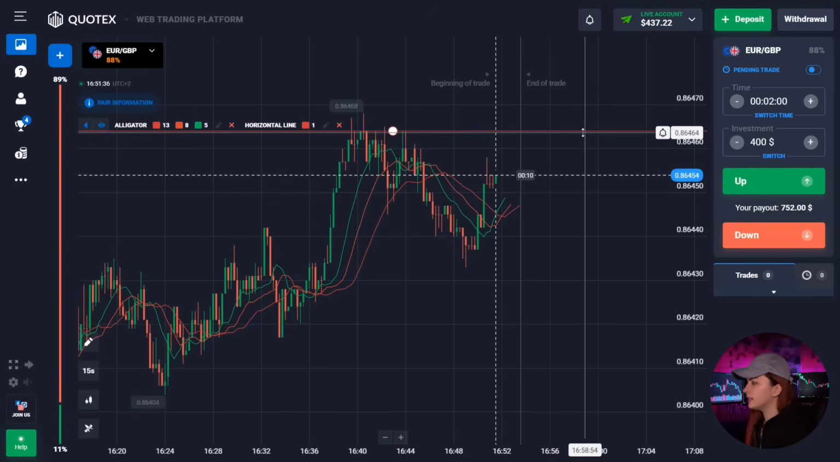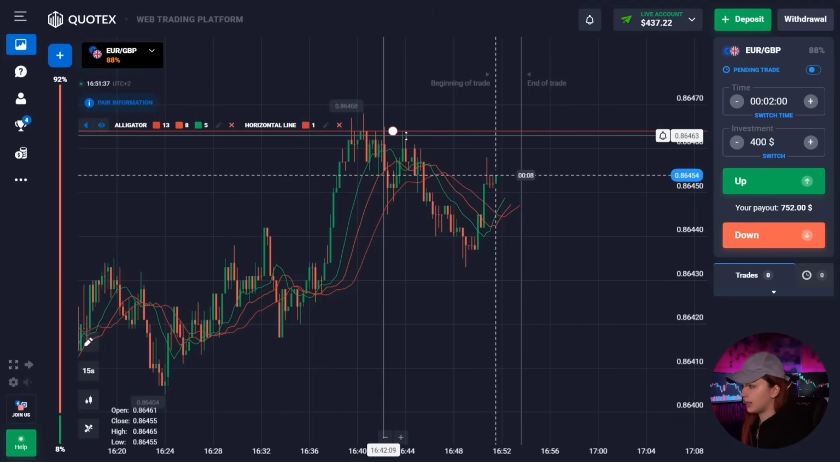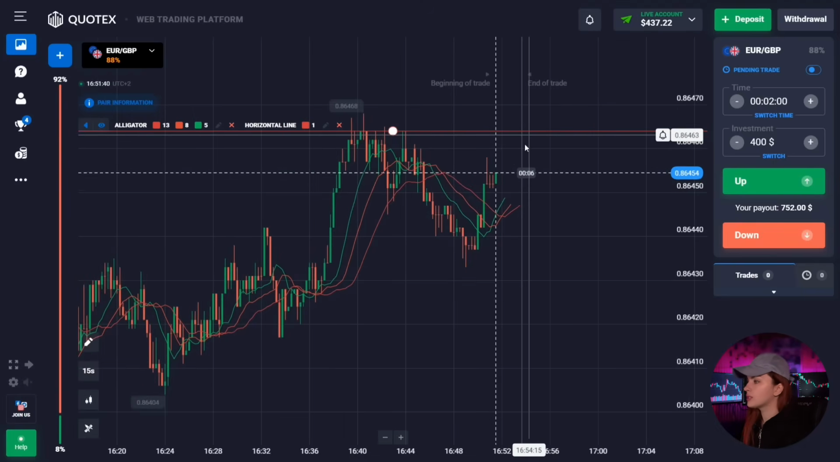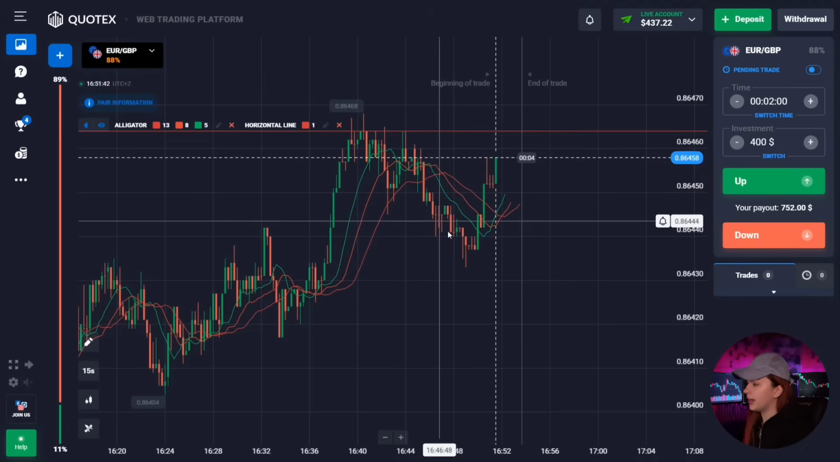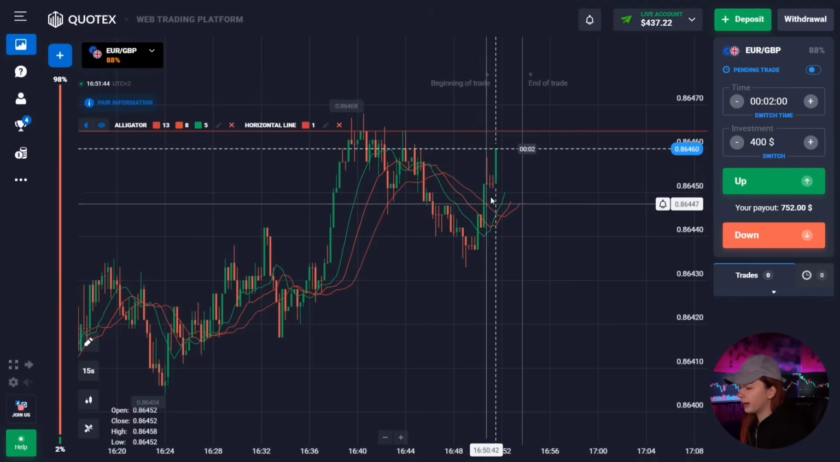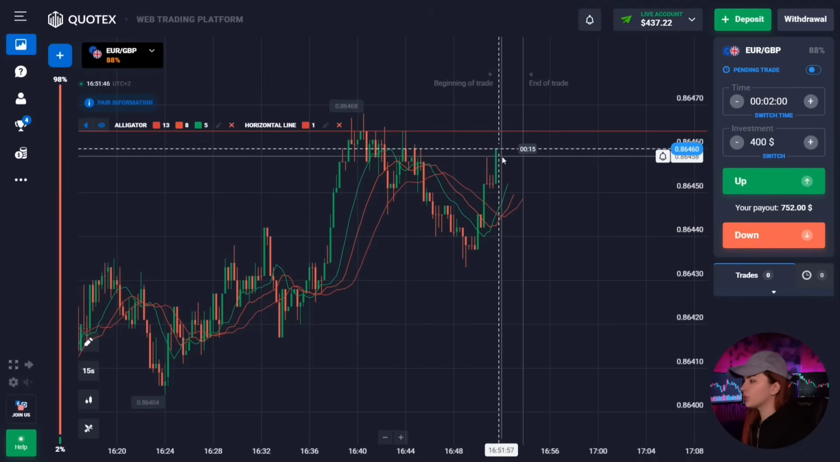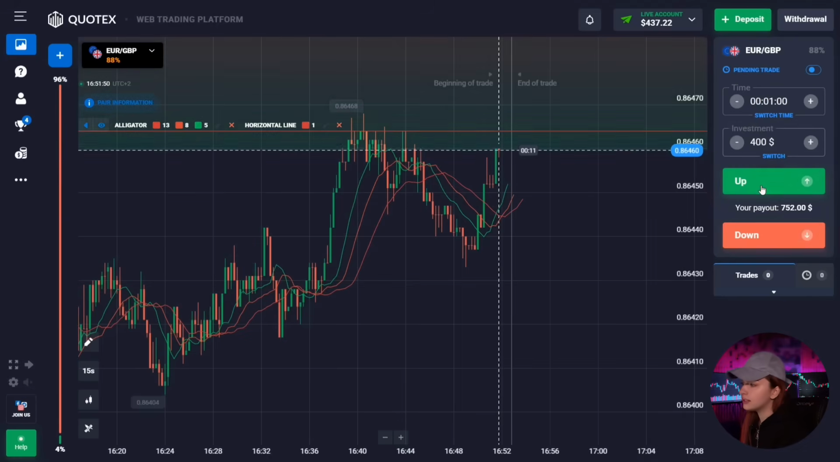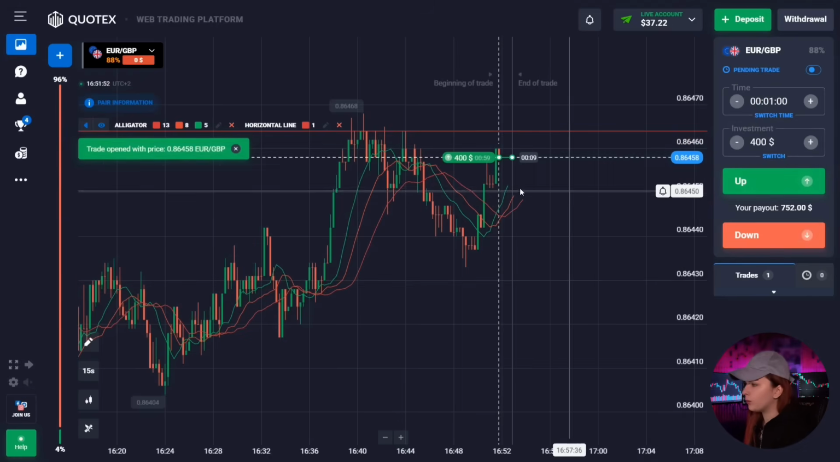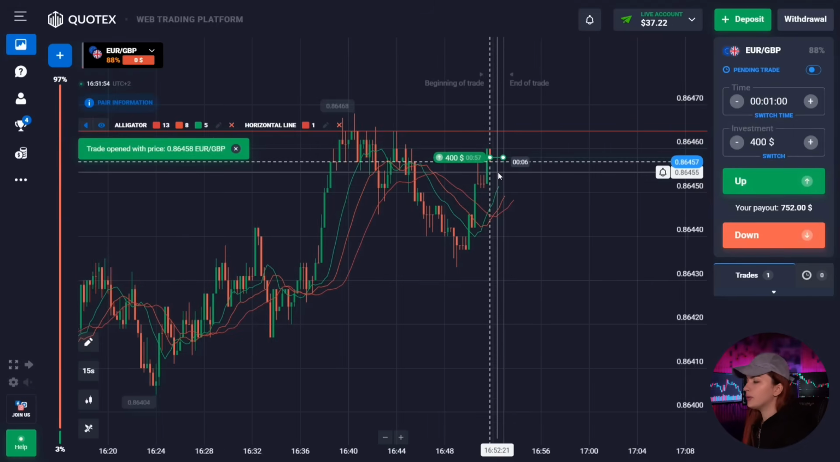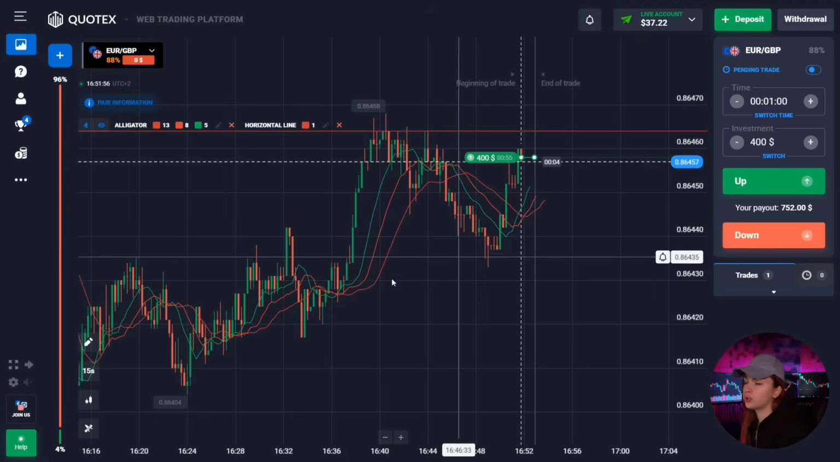Okay, guys, here at the top we see a resistance level. Also, we see that there was a rollback from the level. Then after the rollback, the price turned around and is approaching our level again. I suggest in this case to open a deal literally for 1 minute to go up. At the same time, we also see that the price has good potential to go up.